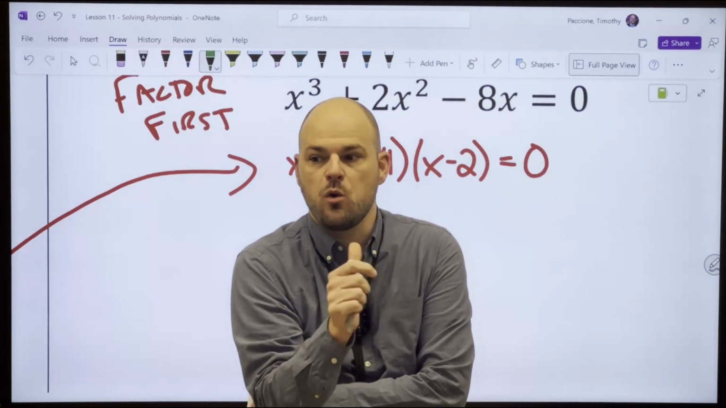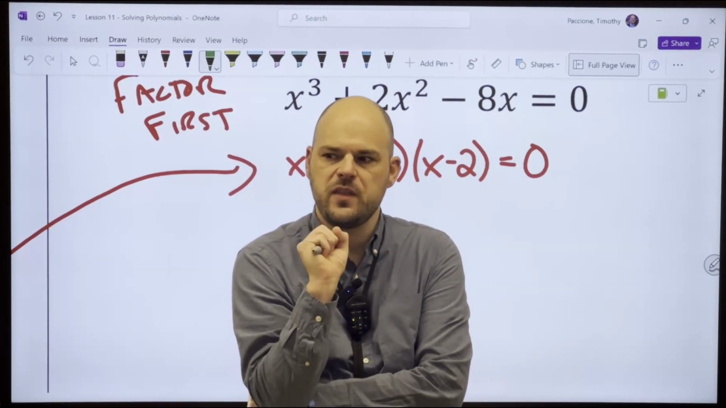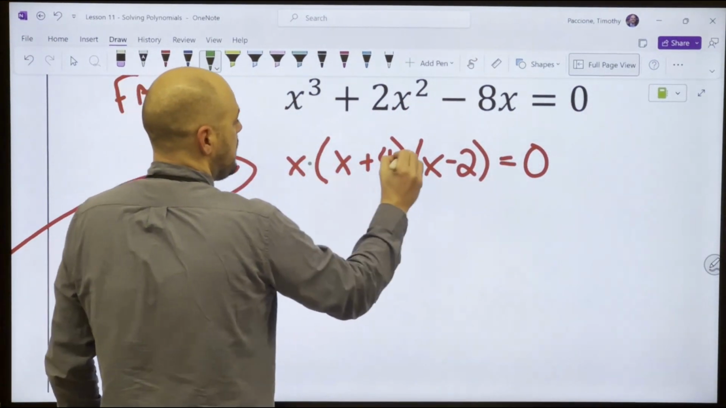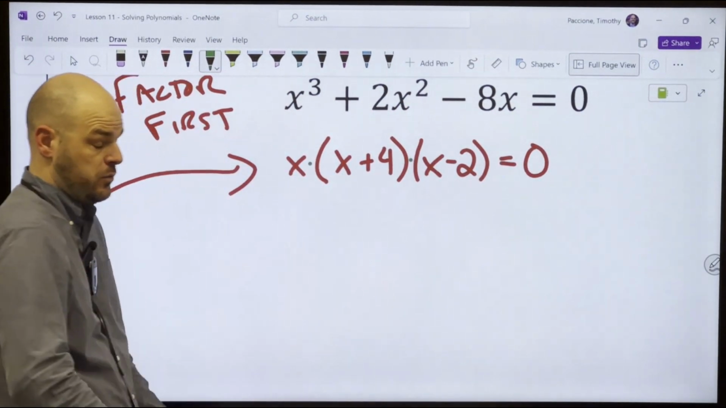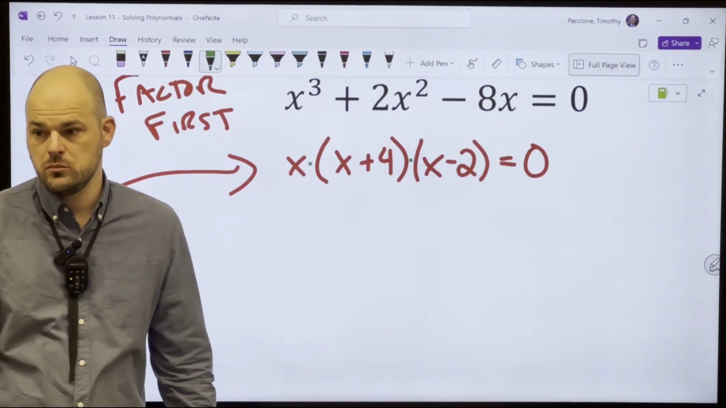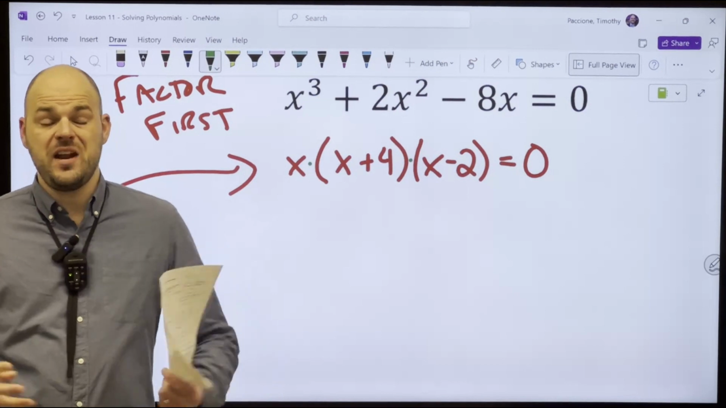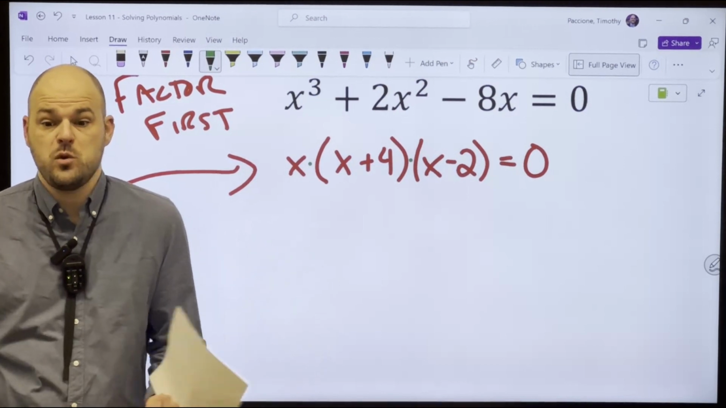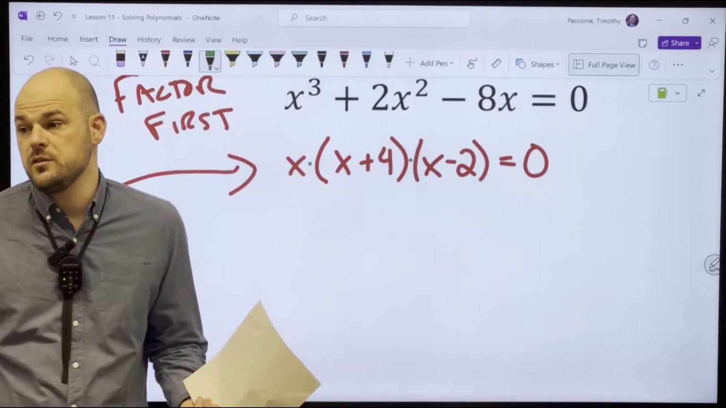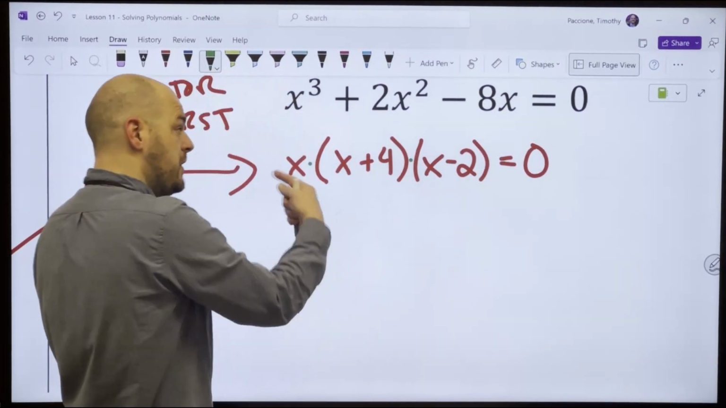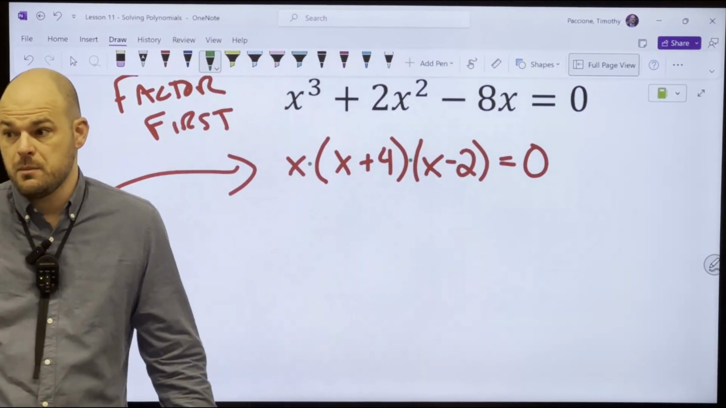Correct. So we've got to take a step back and think about what we have here. We have something times something times something, and the result is 0, right? Must have a 0. So something in there has to be 0. If not, everything in there is 0. We have to account for all of them being 0, right? Because if this times this times this is 0, well, then these things might be 0.